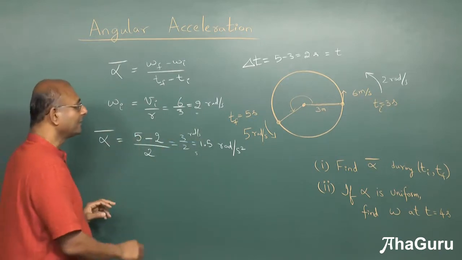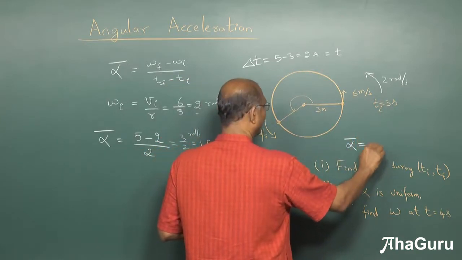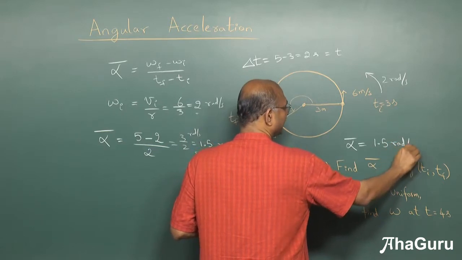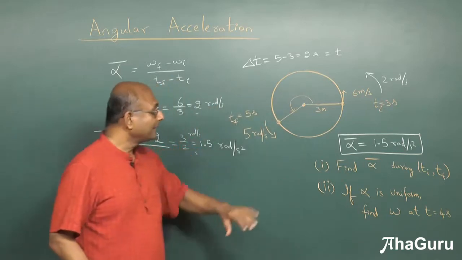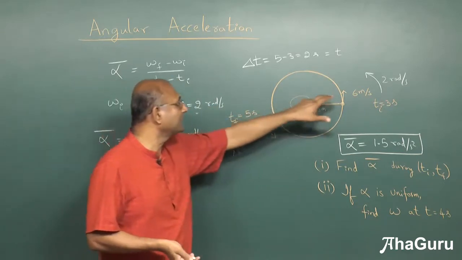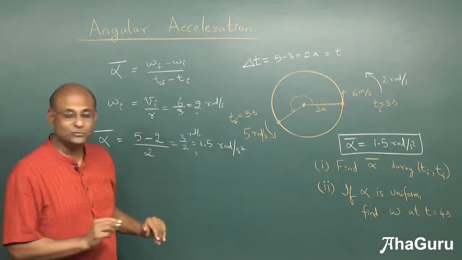So I hope that is clear. First part of the question, what is the average angular acceleration? The answer is 1.5 radians per second square. Did I use the fact that it was uniform? No, I have not used that. I only used the initial angular velocity and the final angular velocity. I did not use the fact that it is uniform.